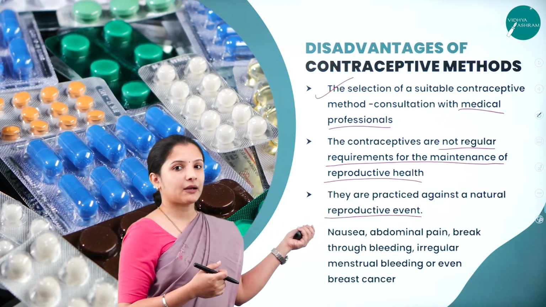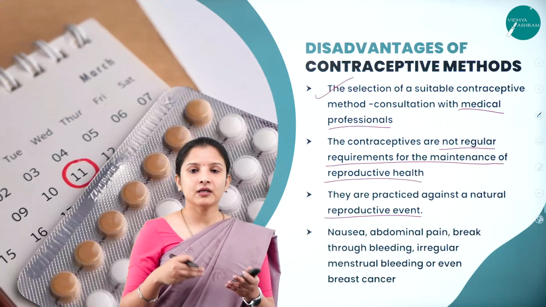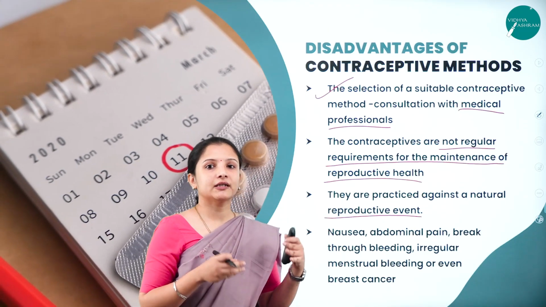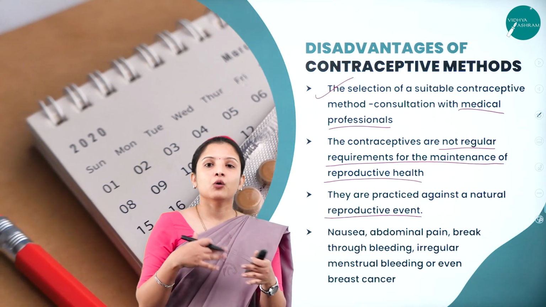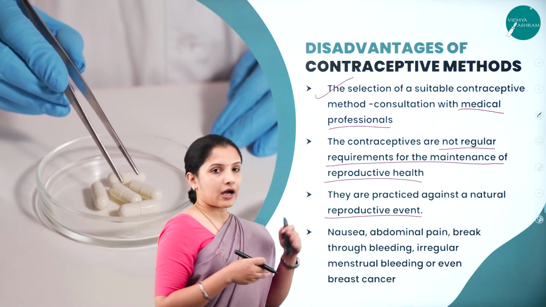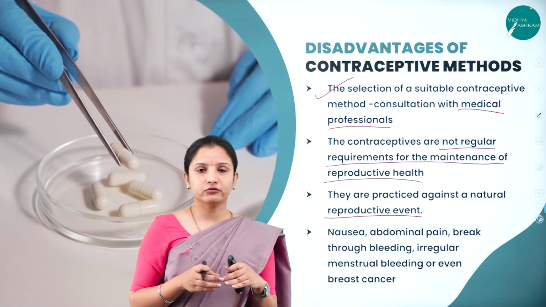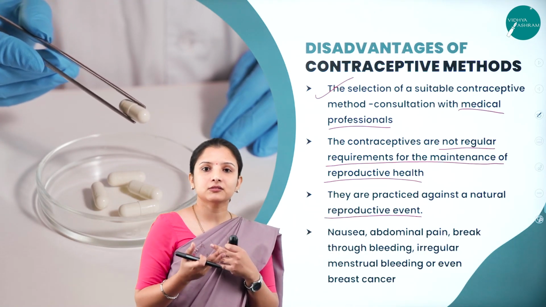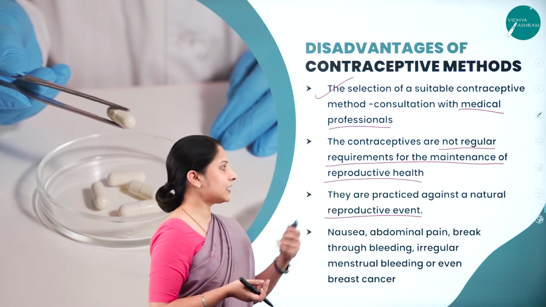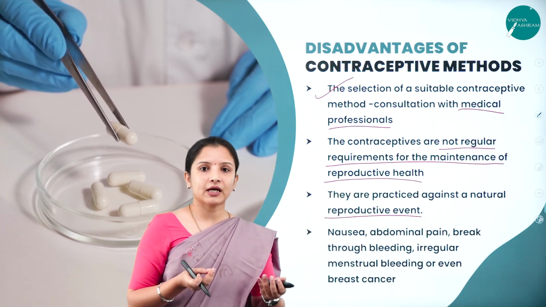So sometimes what happens is, with force, without the consent of the female, she will get pregnant. So in such conditions, it is up to the female to decide whether she should take a contraceptive or not. But usually what the uneducated people do is, most of the time they may force her to use a contraceptive method, so against her will. So therefore, the main disadvantage of contraceptives is that they may be practiced against a natural reproductive event.